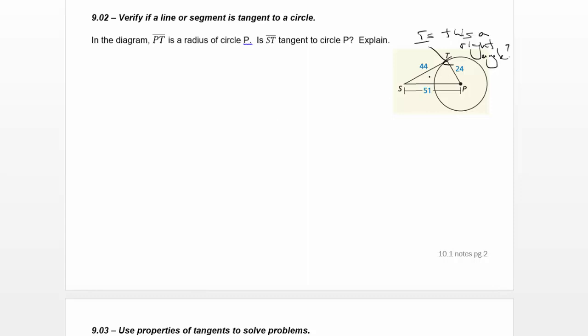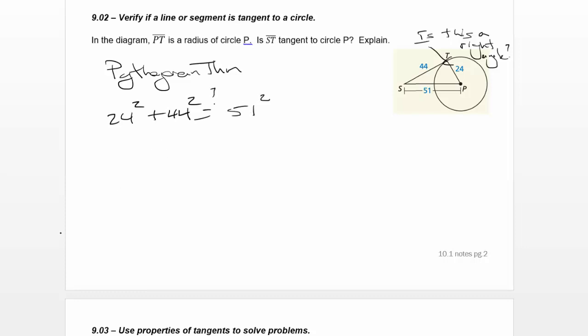And you can decide that by testing if this is a right triangle. And a test for a right triangle is the Pythagorean Theorem. So we need to decide, is a squared plus b squared equal to c squared? Or is 24 squared plus 44 squared equal to the proposed hypotenuse squared, which would be 51 squared? Is this true?